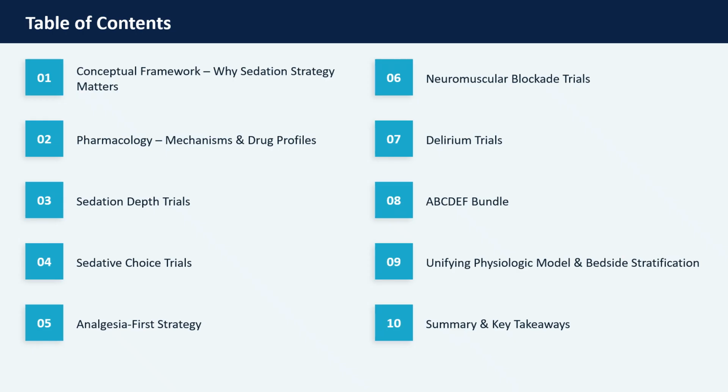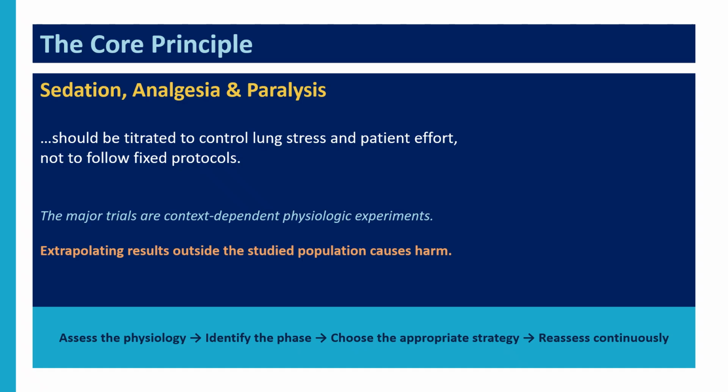Initially, we'll have a conceptual framework. We'll discuss why sedation strategy matters. What are we sedating the patient for? We'll discuss the pharmacology of different sedative, analgesic, and neuromuscular blockade agents. We'll discuss some of the literature on the depth of sedation and whether there is any difference between the choice of sedation. And we'll discuss what is the analgesia first strategy. We'll discuss the role of neuromuscular blockade, a few delirium trials, and we'll eventually unify the physiological models and bloodshed stratifications, and we'll understand how to use sedation, analgesia, and neuromuscular blockade in the critical care unit.